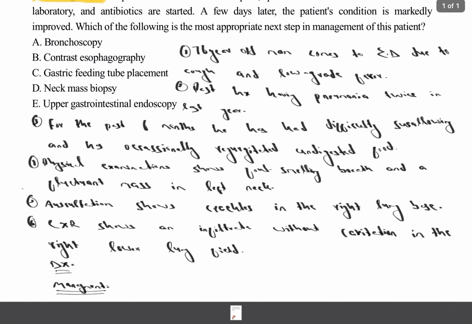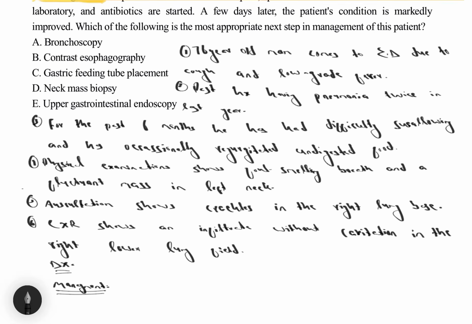So this is a 76-year-old man. He came to the emergency department due to cough and low-grade fever. The patient's history includes pneumonia twice in the last year. For the past 6 months, he has had difficulty swallowing and has occasionally regurgitated undigested food.